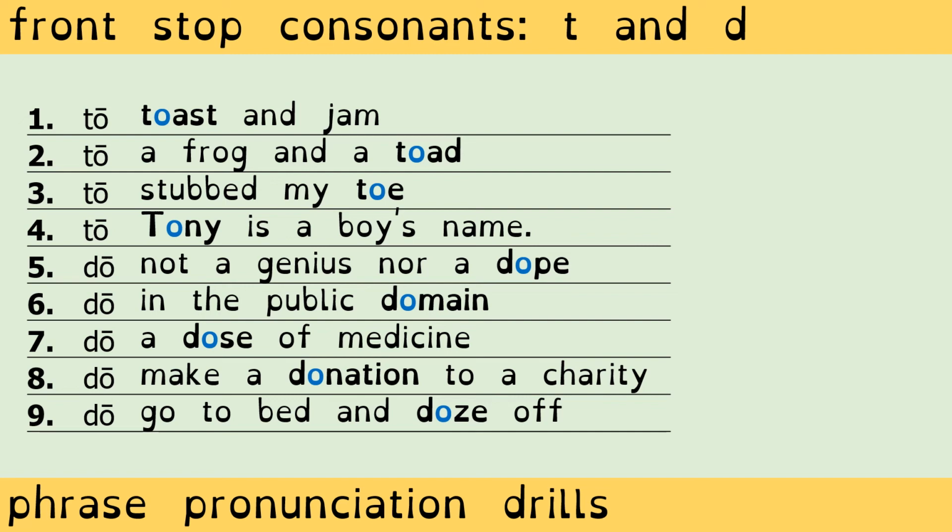5. Doe. Not a genius nor a dope. 6. Doe. In the public domain. 7. Doe. A dose of medicine. 8. Doe. Make a donation to a charity. 9. Doe. Go to bed and doze off.